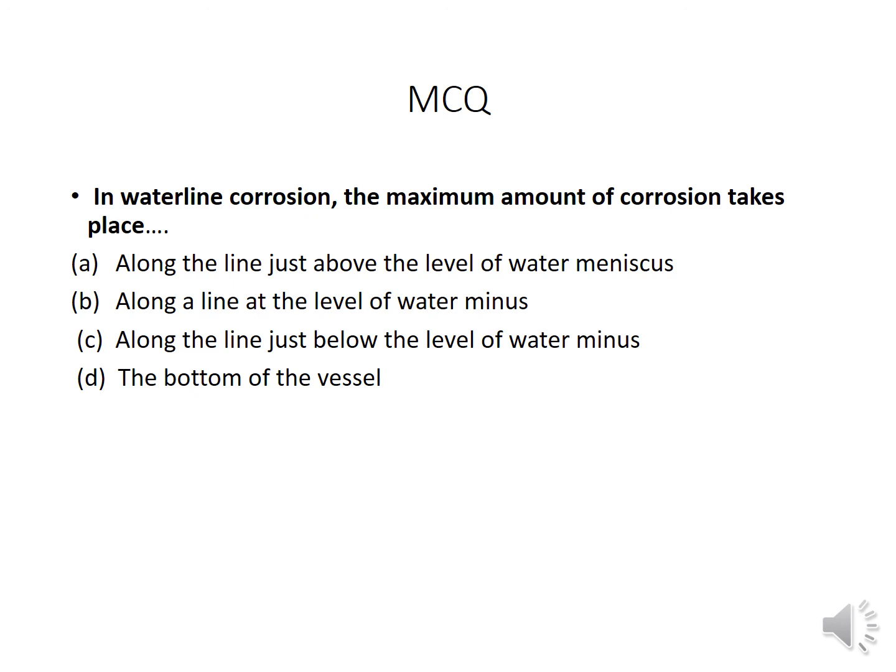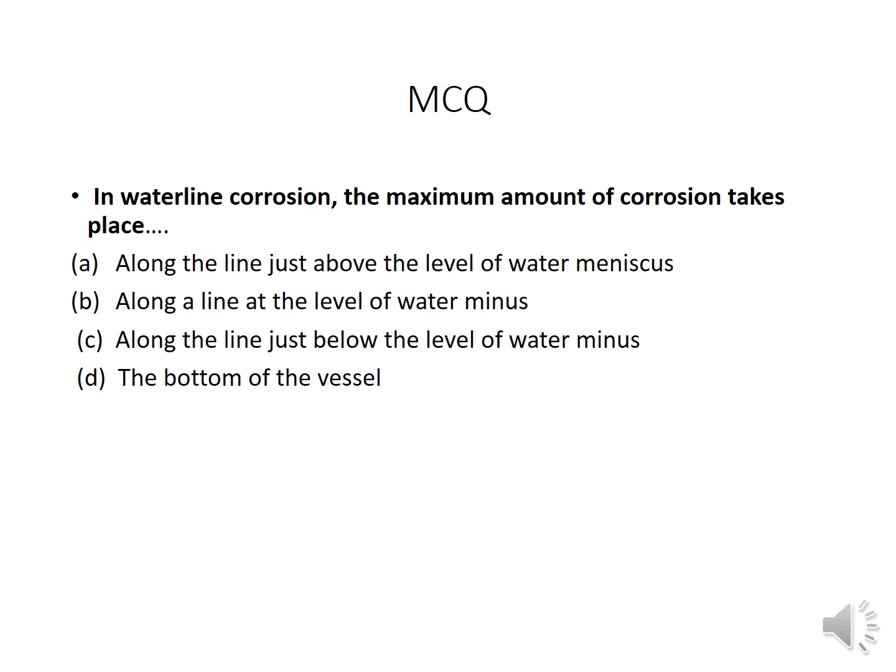So the bottom portion is less oxygenated, so it is going to act as an anode. The upper portion is in high contact with oxygen or air, so that becomes cathode. As per differential aeration, the area which is less oxygenated becomes anode and undergoes corrosion. So the ship portion which is below the water meniscus has less oxygen contact, so it becomes anode and corrosion will take place.